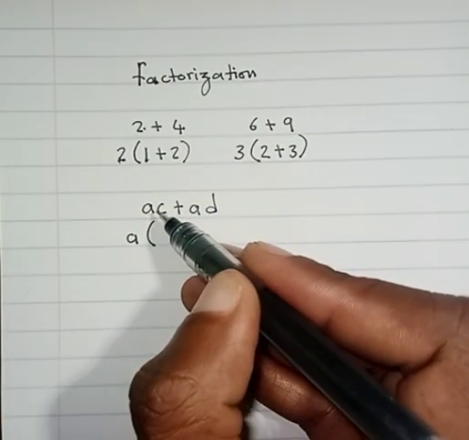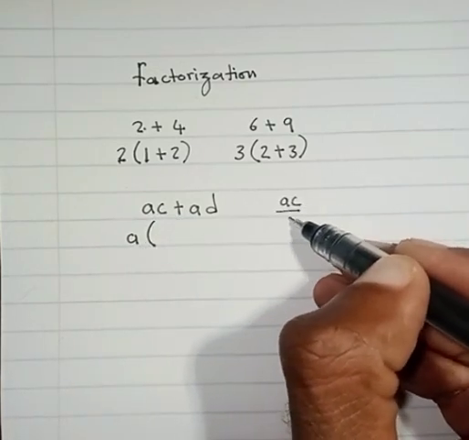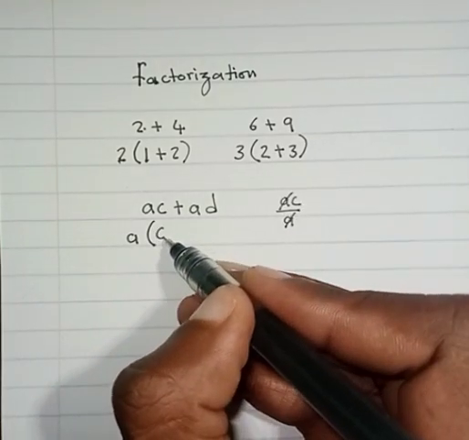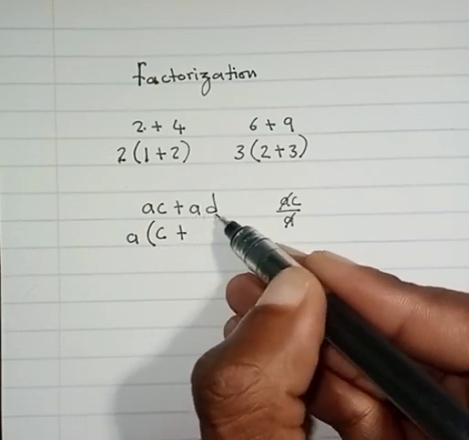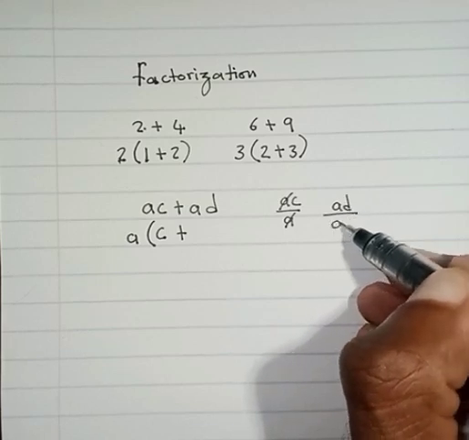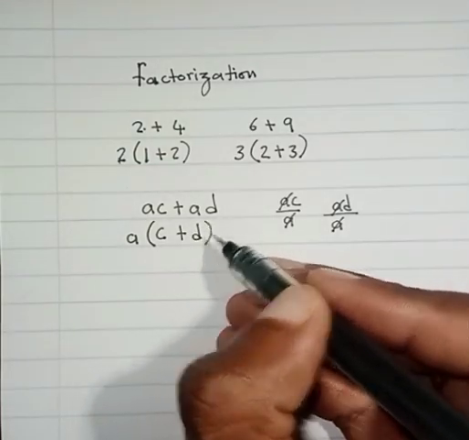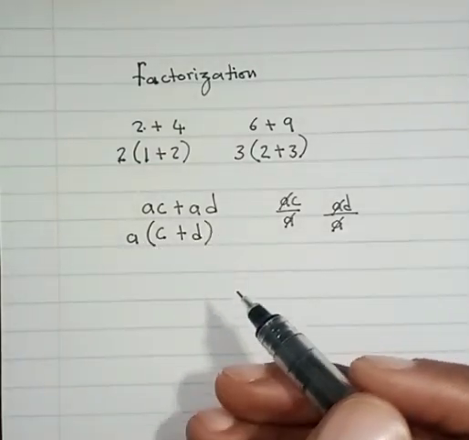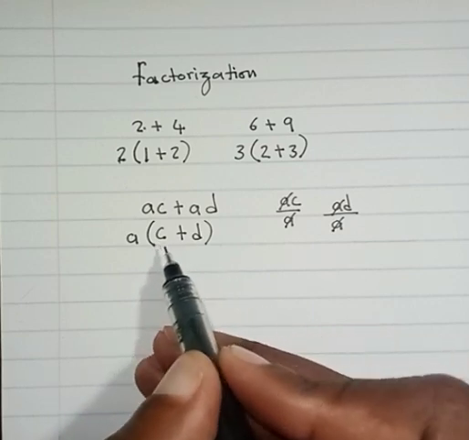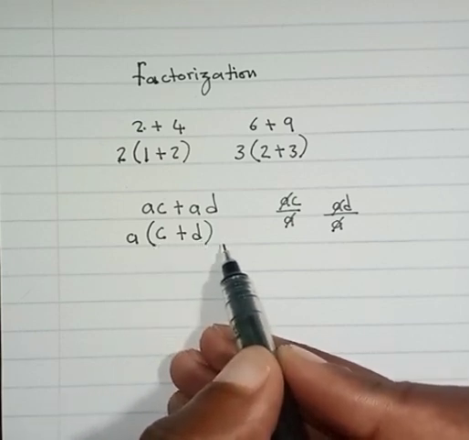Now we can divide. We say AC divided by A. We just cancel this and we remain with C. So this is our answer, plus AD divided by A. So this and this disappear, we just remain with D, like that. So we have factorized. And when you are doing your factorization, you ensure that there is nothing which is common. When we look at these two terms, there's nothing which is appearing on both sides. So we have factorized completely.